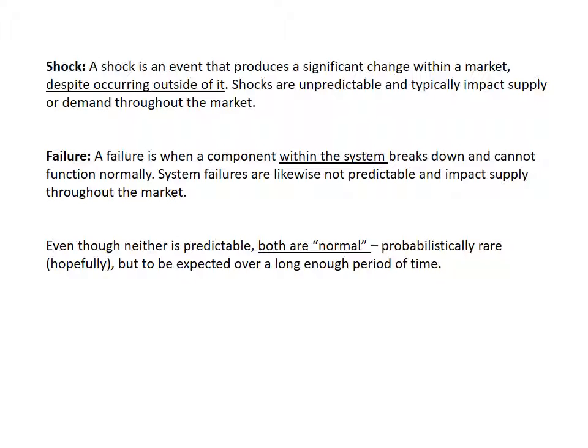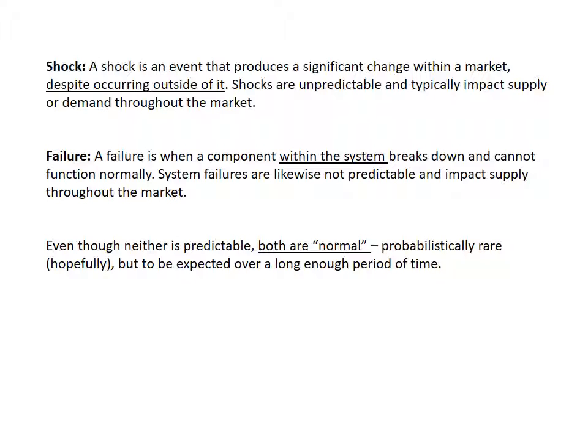A failure is when a component of the system internally breaks down and can't function normally. And typically in electric power systems, the failure is affecting the supply side of things, the availability of generation, whether that's conventional thermal generation, coal, nuclear, natural gas, or renewables.